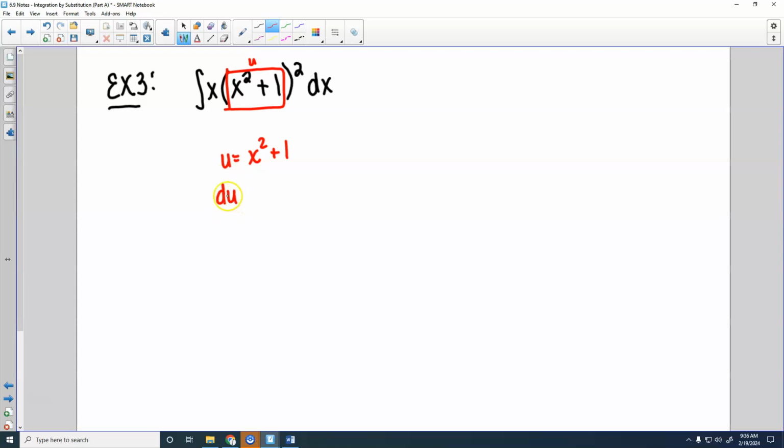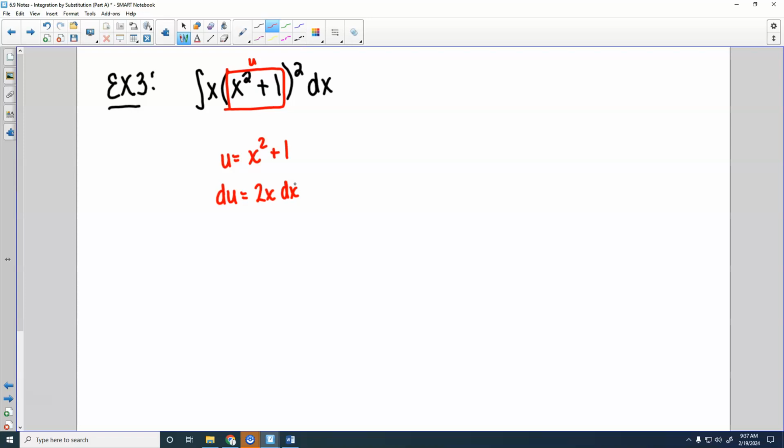Is it okay with you guys if I do this? I know that's going to be du over dx, so I'm going to go ahead and get the 2x, and instead of writing du over dx, I'm going to put my dx over here on this side, because that's going to happen every time, right? If you want to do it the long way, you can. All right, do I have 2x dx?